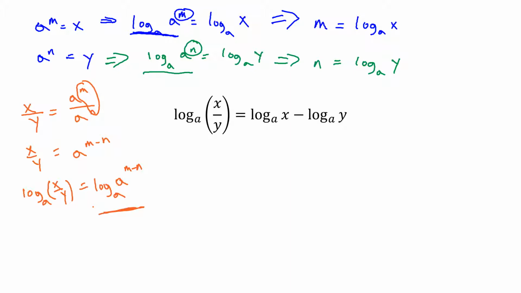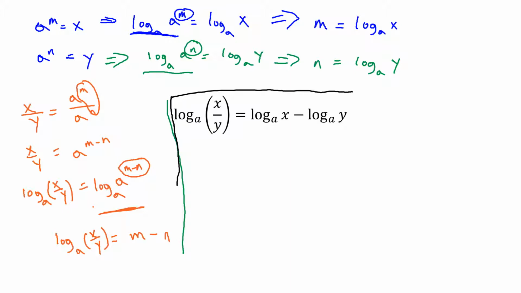So this side is asking what's the power? The power is m minus n. So when we see log base a of x over y, it's simply just going to be m minus n. That means that we can actually start replacing some things over on the side here. This part right here we know is the same as m minus n. So log base a of x over y is the same as m minus n.